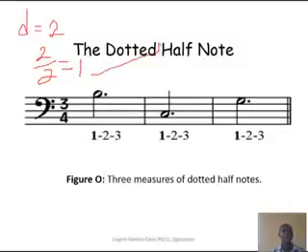And you now add that 1 to the original value of the note. That gives you the dotted half note, and that is going to give you what? That's going to give you 3. It's just a simple mathematical calculation. And if you want to express this, it is going to give you 1, 2, 3, 1, 2, 3, 1, 2, 3.